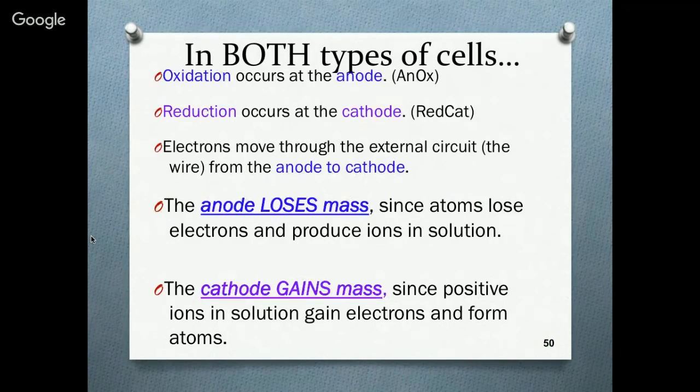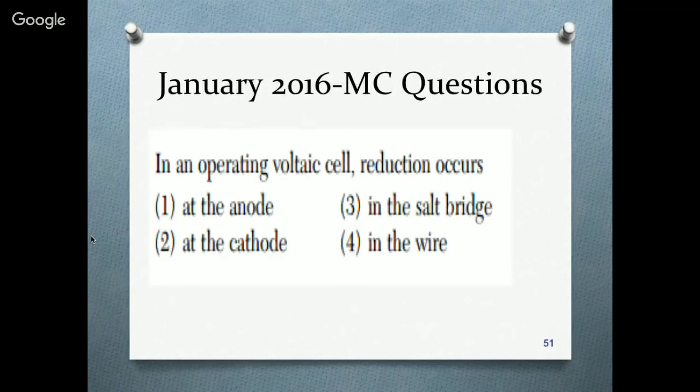All right, so at this point, what I want to do is just go through a couple of Regents questions that have involved oxidation, reduction, electrochem. Starting at most recent and going back a few years. Some of it is going to seem repetitive because you're going to start to see that the questions are very, very similar. So in an operating voltaic cell, reduction occurs.